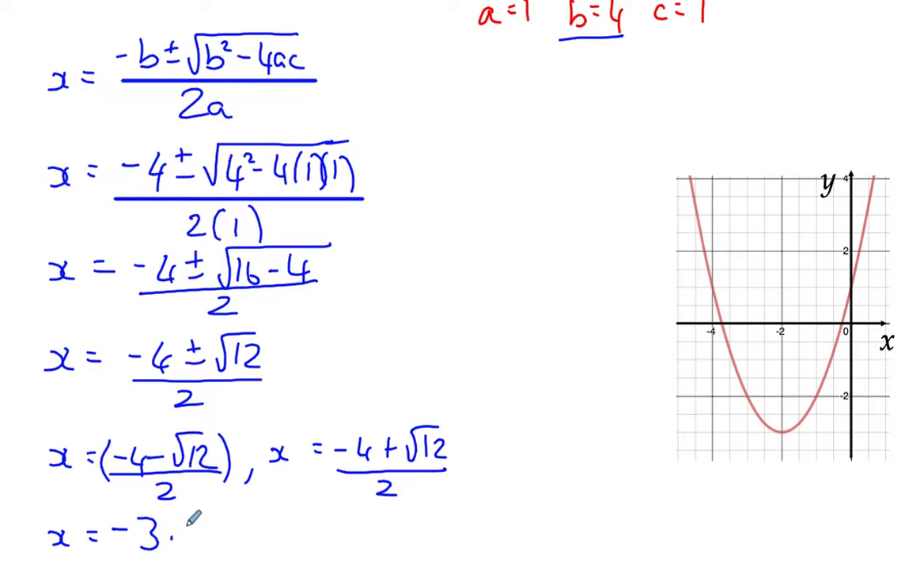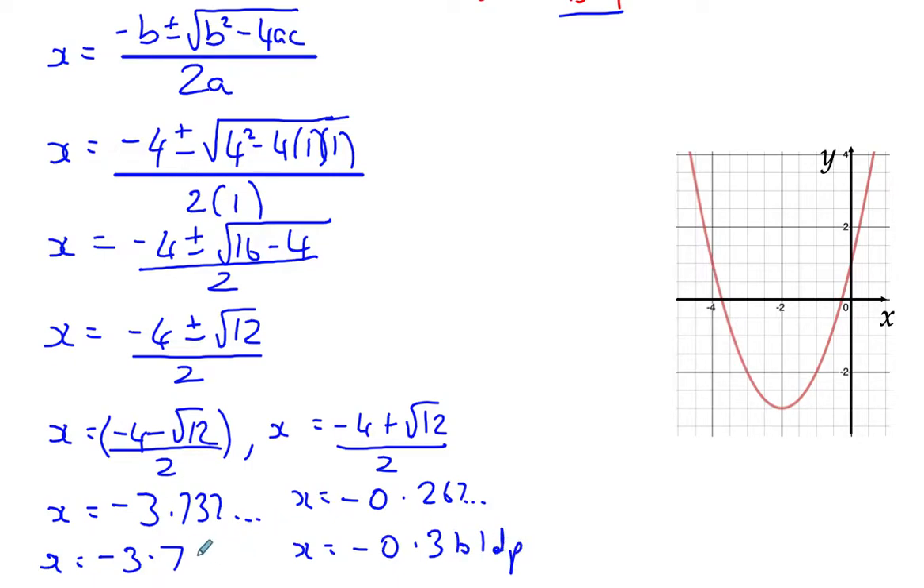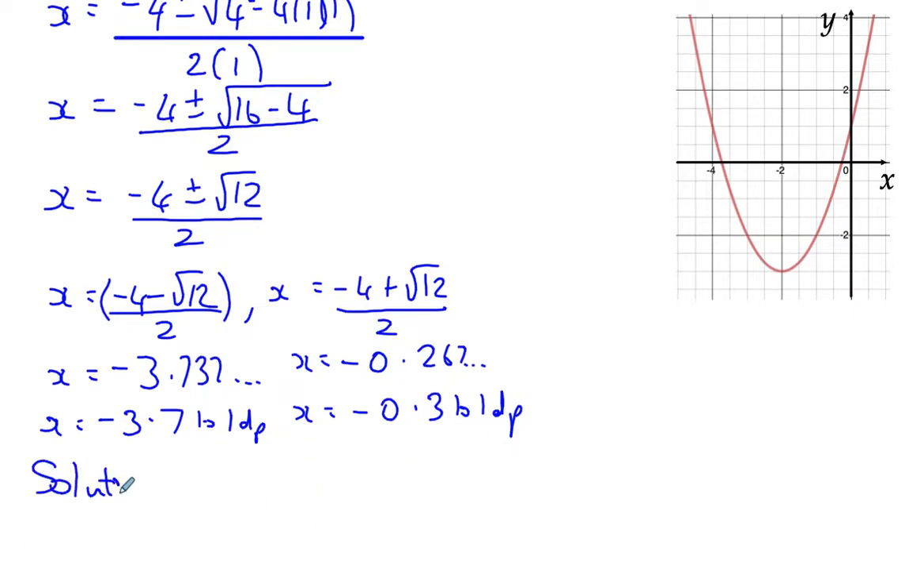Negative 3.732 and so on. So you might be asked to round it to a particular value, in which case do what you're told. I'll round it to 1 decimal place, negative 3.7. Okay, and the other one is negative 4 plus the square root of 12, divided by 2. And that's going to be negative 0.267 and so on, which is going to be negative 0.3 to 1 decimal place. So we can say here, just as we did with our factorising, write them nicely. Solutions, x equals negative 3.7 or x equals negative 0.3.